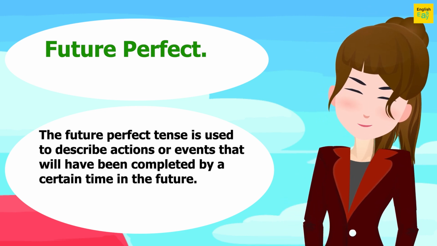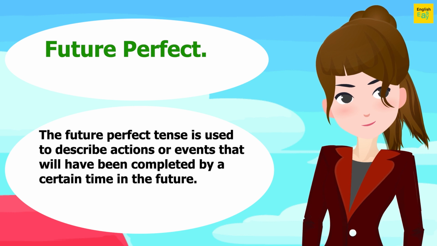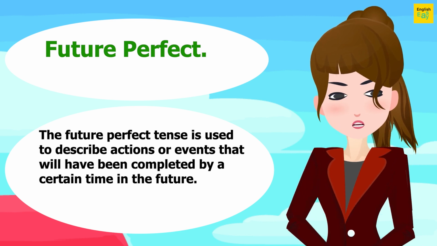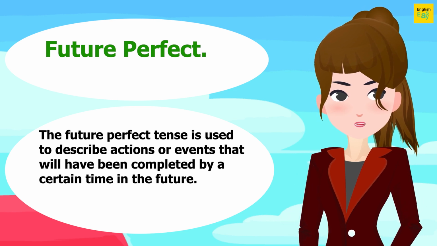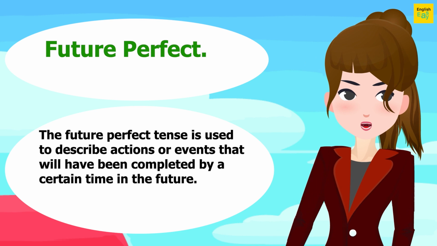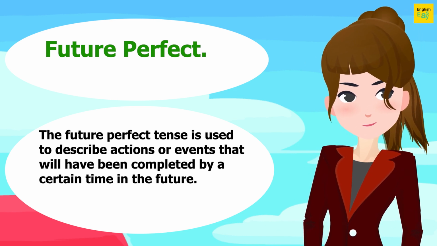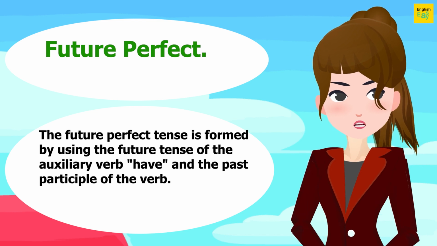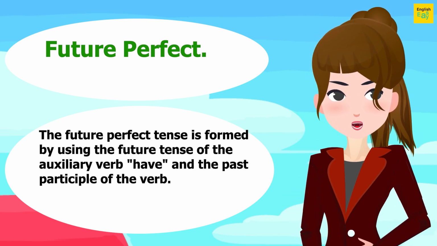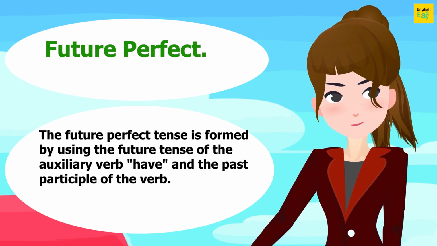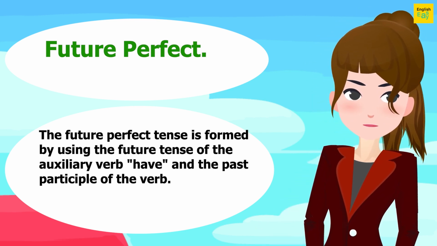Future perfect. The future perfect tense is used to describe actions or events that will have been completed by a certain time in the future. The future perfect tense is formed by using the future tense of the auxiliary verb have and the past participle of the verb.